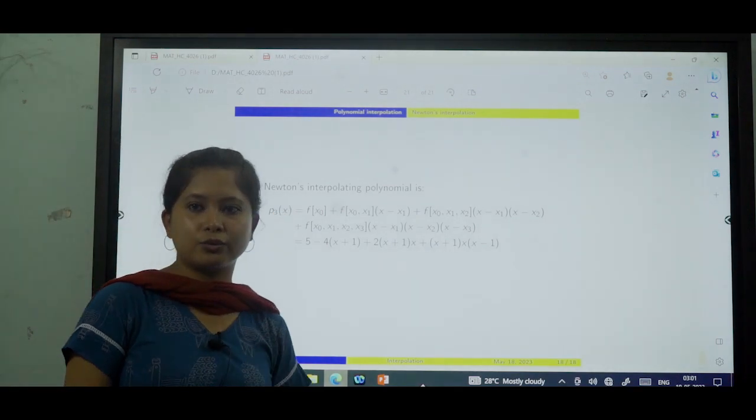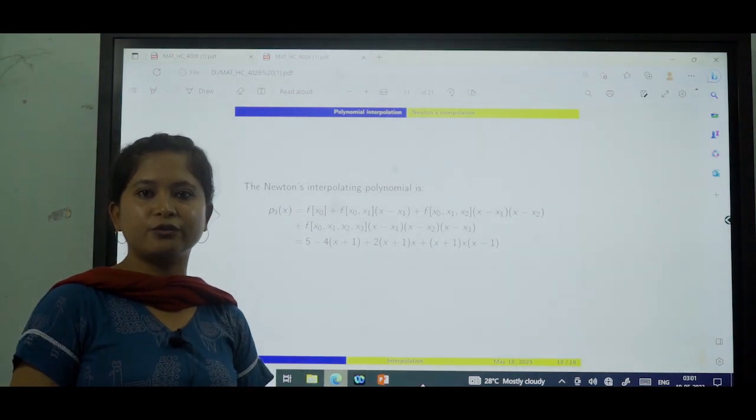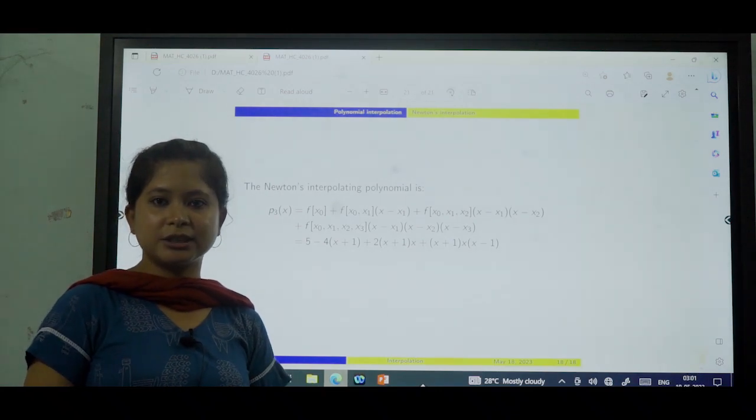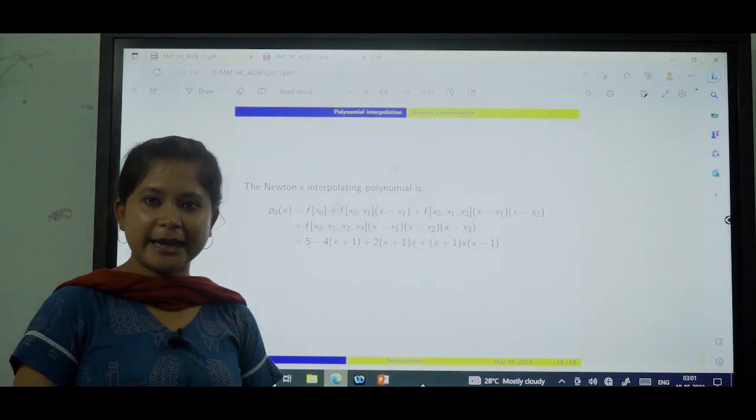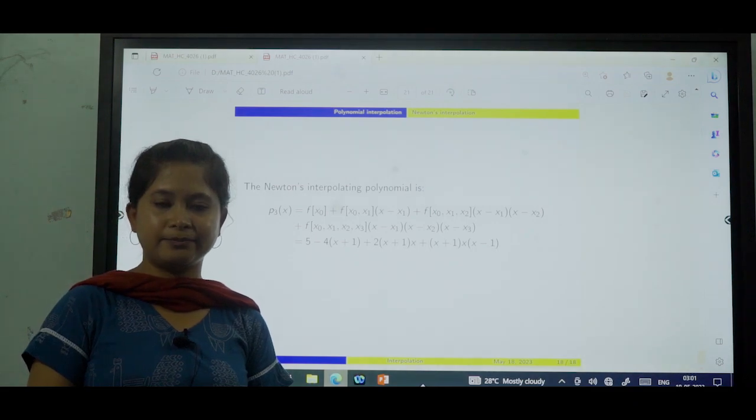So with this, what we have learned today is Newton's interpolating polynomial and the Lagrange interpolating polynomial.